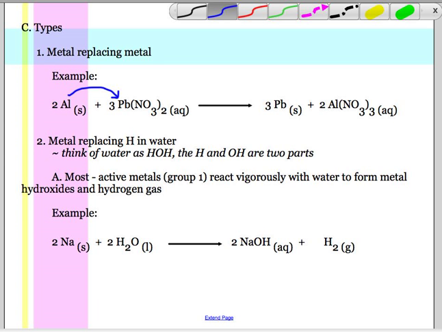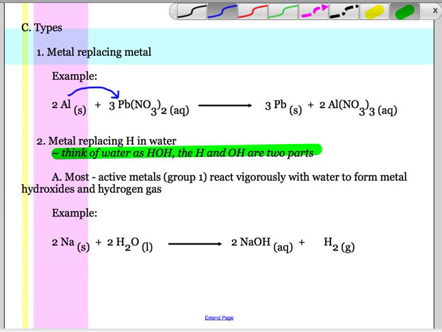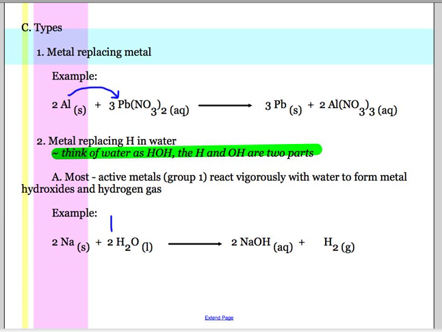This is an important thing here when you're replacing water. When you're dealing with water, think of water as an H and an OH, and it'll be easier to deal with. So if you're looking at the one we have down here, if we think of water as H and an OH, it makes it a little simpler to see where this is coming from. So if you remember, we talked about those alkali metals, those group 1 metals, and we said they are really reactive.